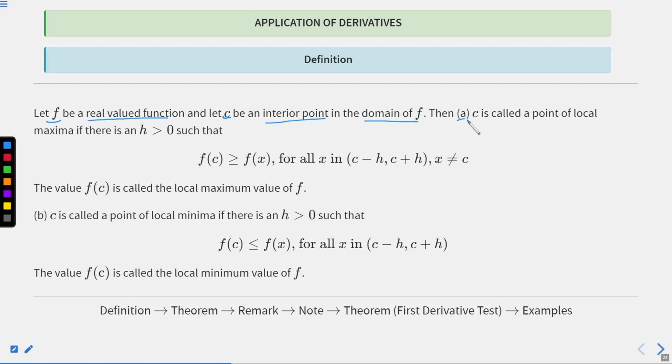A part says c is called a point of local maxima if there is a positive h such that f of c is greater than or equal to f of x for every x in this interval. And what is this interval?